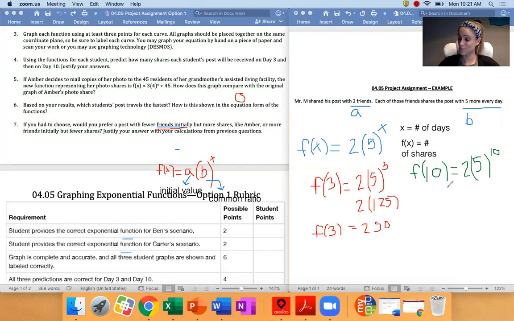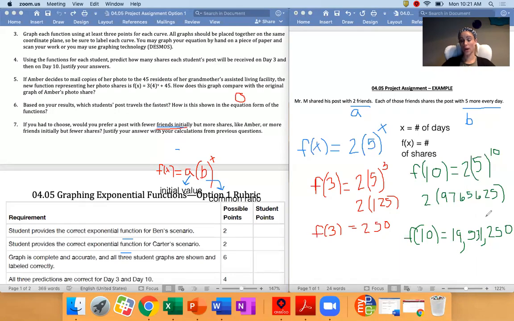We get the number 9,765,625. So we have 2 times 9,765,625. Then when we multiply that by 2, f of 10 is equal to 19,531,250. I apologize for my bad writing. Shares. Ooh.